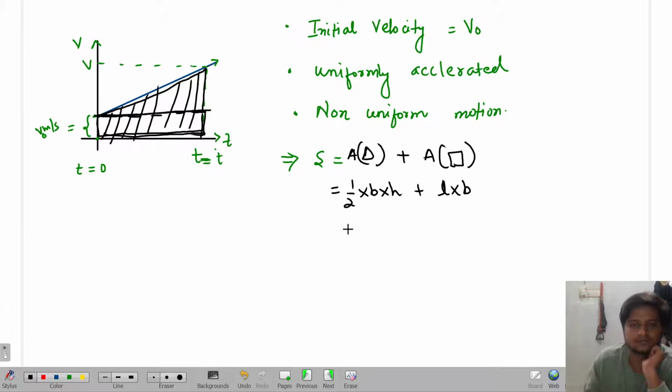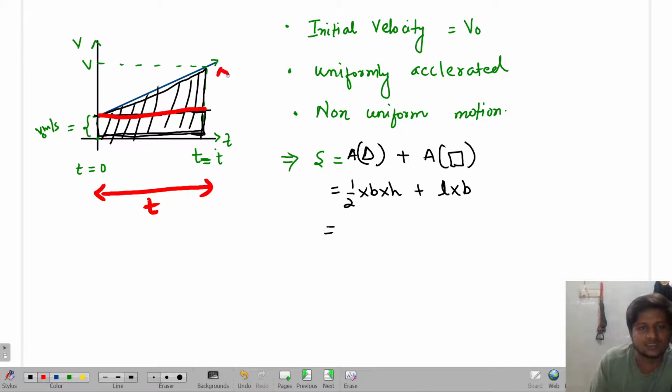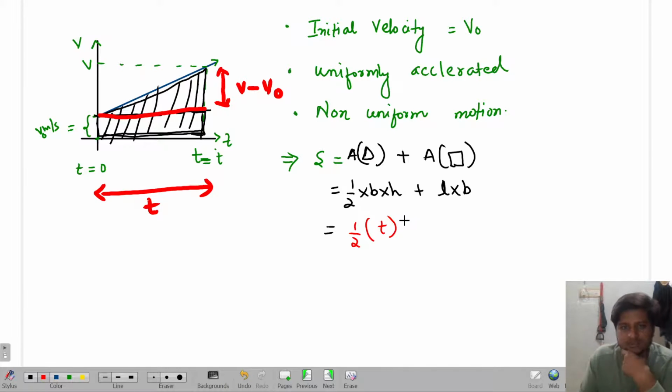Length into breadth. But here, try to understand what the base is over here. This is my base, yes or no? Base means what is the length of the base? This is equal to t. What is the height? Try to understand this whole is v. From here to here it is v, from here to here it is v naught. So the height is v minus v naught. Got it or not? So therefore, half of base, that is t, into v minus v naught, plus length is again what? Now try to understand.